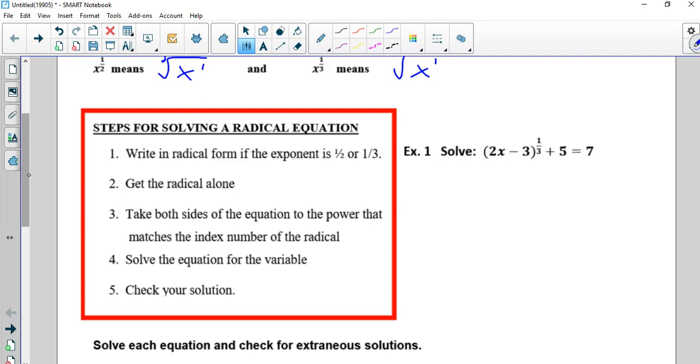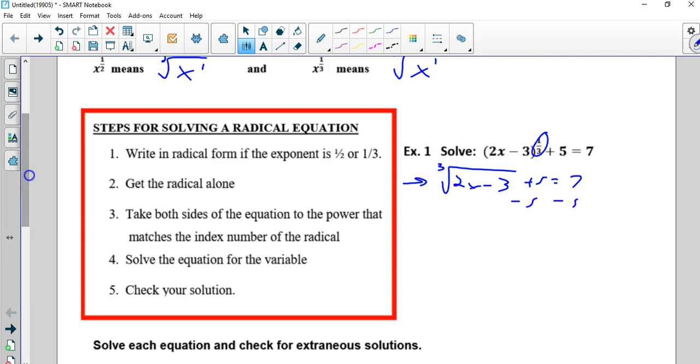So, if you think about yesterday's notes, the previous day's notes, we had radicals, and our first step was to get the radical alone. Well, notice here, we don't have radical form, we have exponent form. So the first step is to write in radical form if it's 1/2 or 1/3. And then pretty much it's going to be the same as 2.8. So we're going to start off by writing the cube root of 2x minus 3 plus 5 equals 7. Now we're at 2.8. That was the only thing new, really, in this section, is changing from this to this.